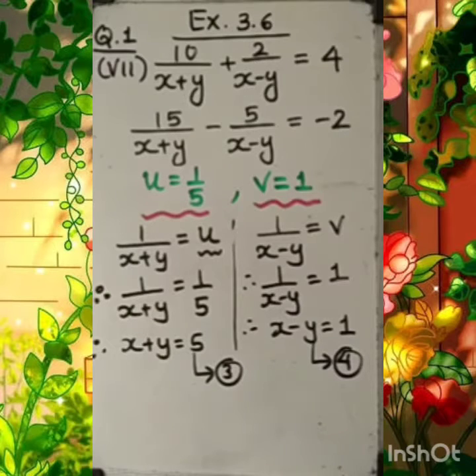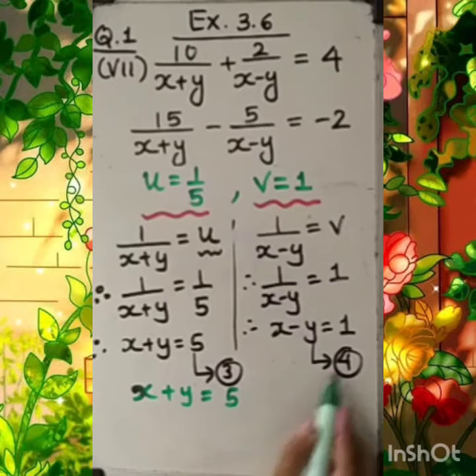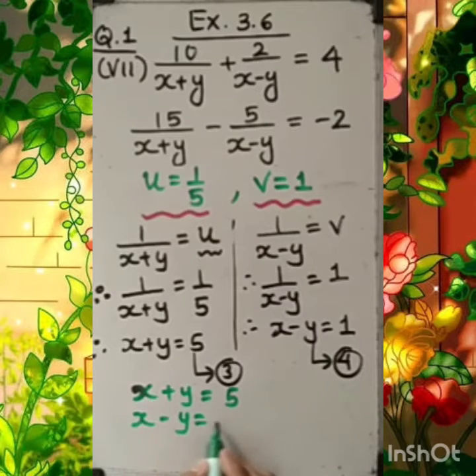Now again applying elimination method for these two equations. To solve these two equations, x plus y equal to 5, then x minus y equal to 1. Here already they are in opposite sign, so directly I am adding equations 3 and 4. You can mention here adding 3 and 4. Here minus y plus y cancelled. What is left? x plus x, 2x equal to 6. Fine. 2x equal to 6.